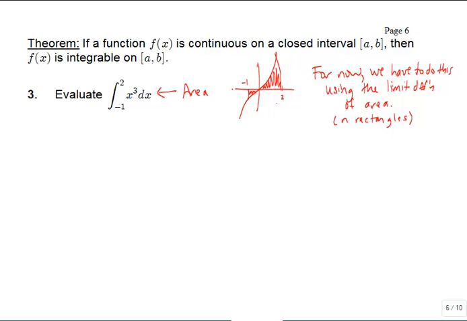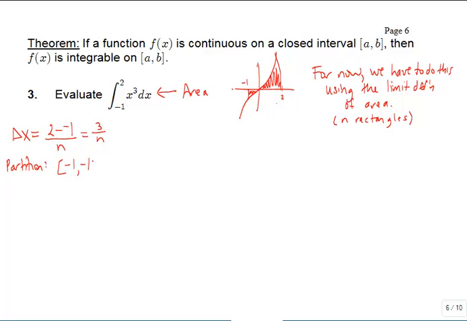So, step number 1 is to find your widths and your partitions. So our delta x is going to be this interval from -1 to 2. So take your rightmost endpoint minus your leftmost endpoint and chop it into n equal rectangles. So that means the width of our rectangles are going to be 3 over n. So our partition is going to look like this. We're going to start at that leftmost endpoint -1.